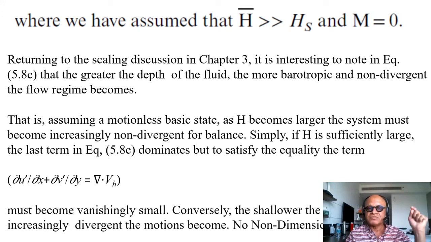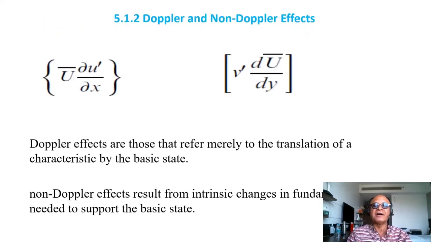Simply in terms of x and y momentum equations and the continuity equation. If simply H is sufficiently large, the last term dominates. But to satisfy this, as we said, the horizontal divergence has to go to 0, vanishingly small. And if the fluid is very shallow, then increasingly divergent motions become possible. Okay, so no non-dimensionalization is done yet.